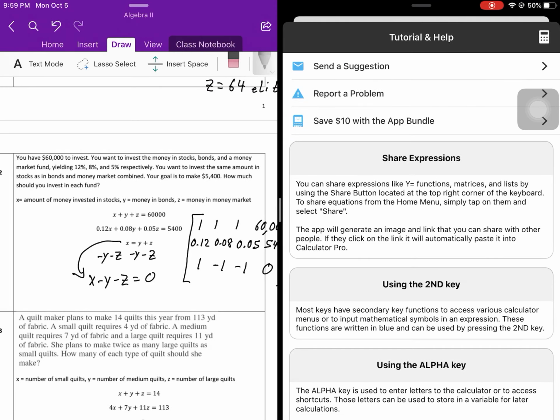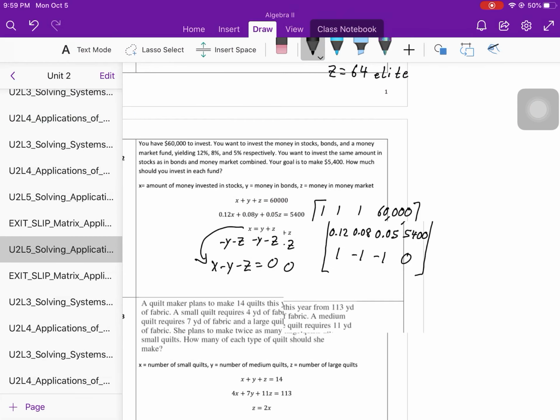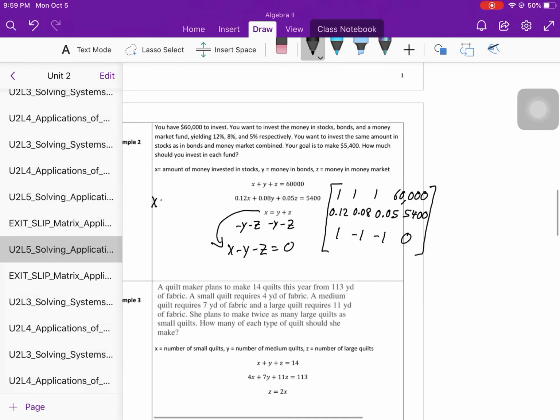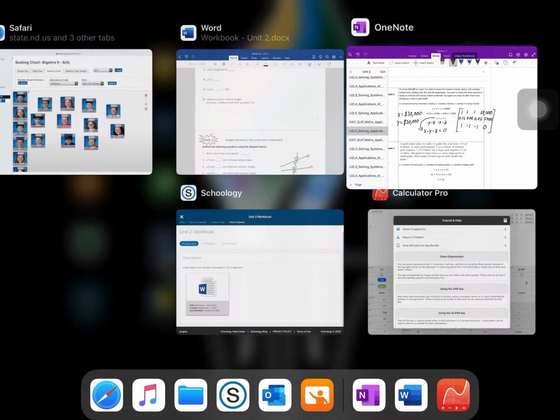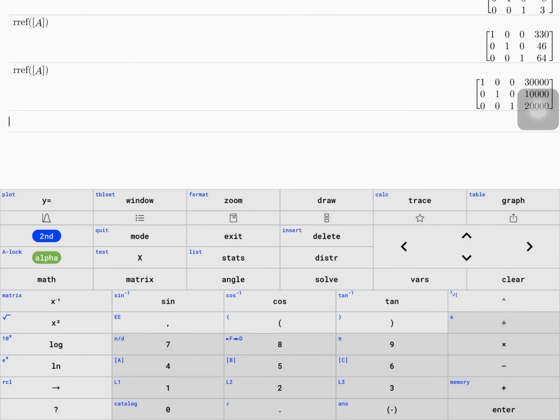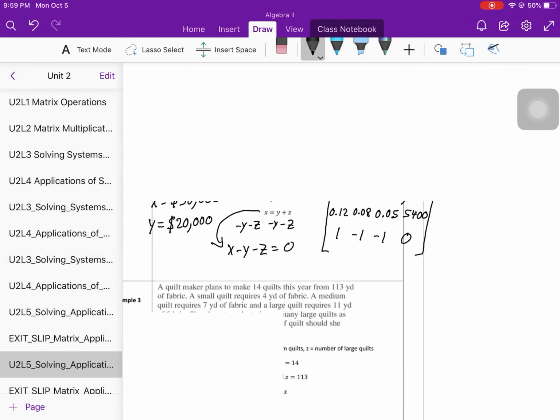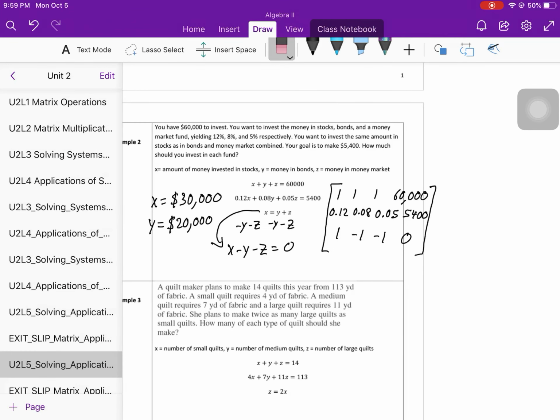So we would write, move that off to the side. X equals, and this one's just money, so you can just put the dollar sign. 30,000. I want to make sure I had that right, actually. Oh, it was 10,000, see? I apologize. Y is 10,000, and then Z was 20,000.